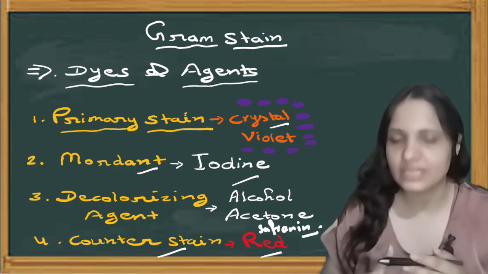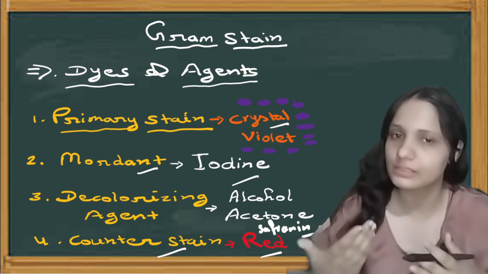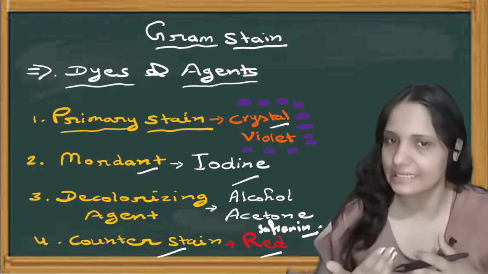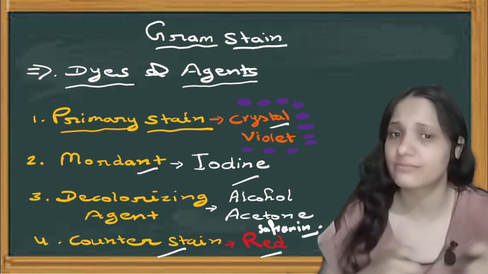Number one, primary stain. Primary stain is crystal violet, which is purple in color. It will give purple color to the bacteria upon staining. The second is mordant. Mordant is iodine. It is also known as fixative agent.